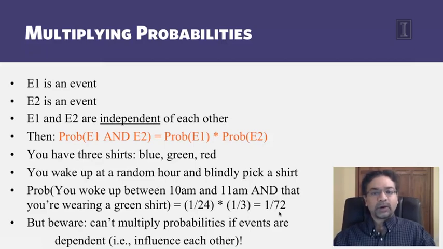One thing you have to be careful about here is that if E1 and E2 are not independent, meaning that they influence each other in some way, then you cannot multiply the probabilities with each other. For instance, if the shirts in your closet change from one hour to another because someone in your house changes them around, then you can't necessarily multiply these probabilities as they are here.